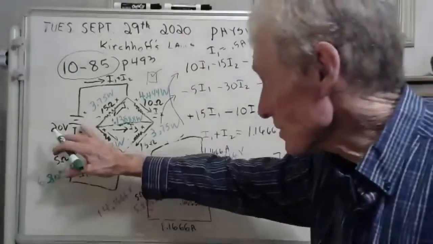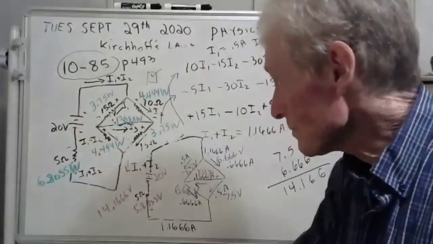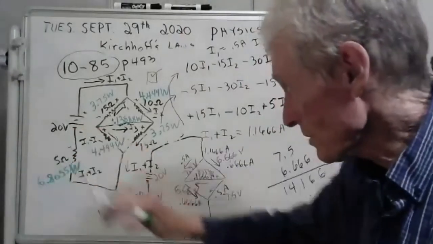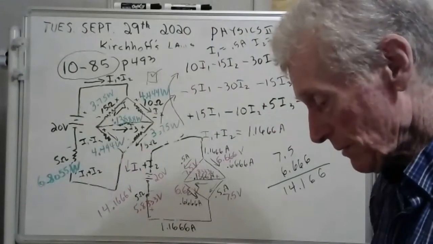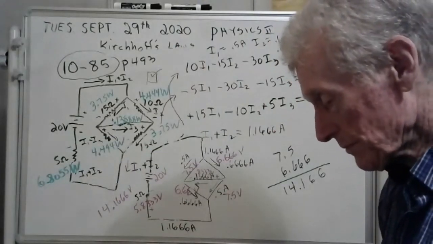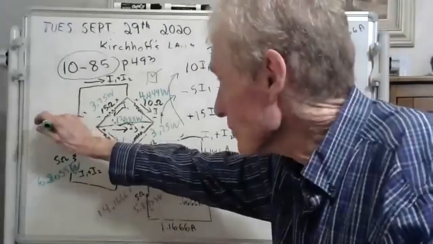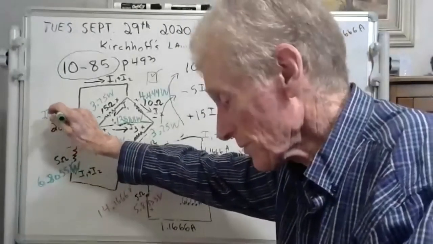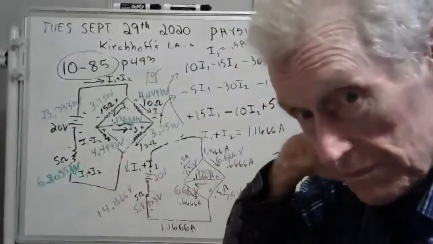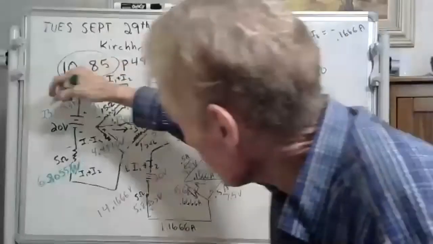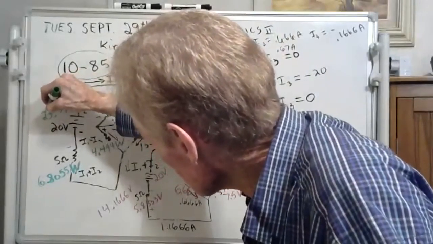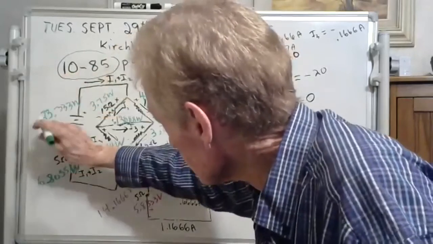And finally, let's get this one. We have 20 volts and 1.1666 amps. So the watts on that will be 20 times 1.16, a whole bunch of sixes. I'm getting 23.333 watts. I don't know if you can read that or not, but that's what I'm getting. 23.